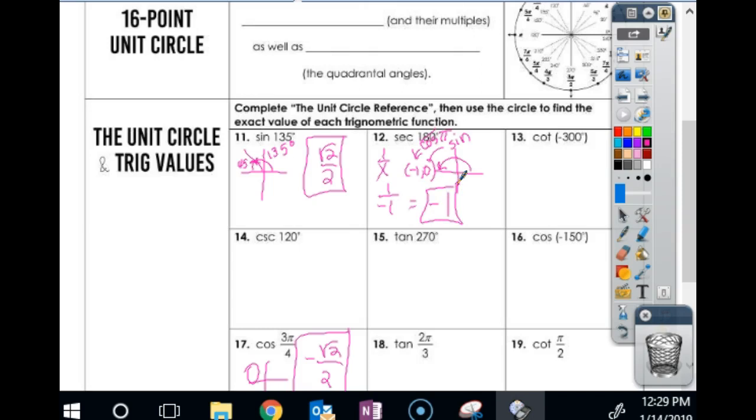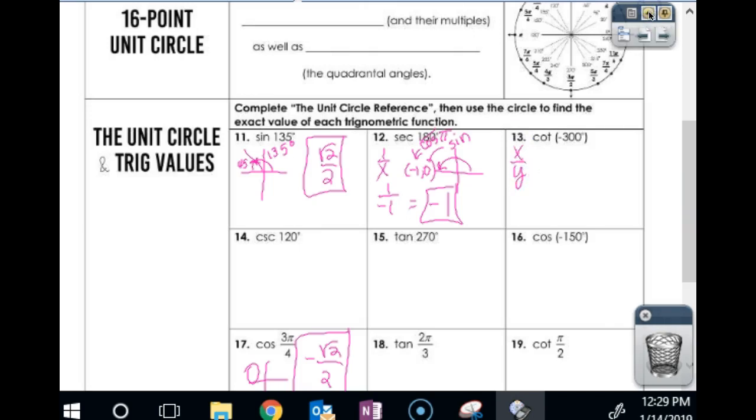The cotangent is going to be x over y, and it's at -300 degrees. So what happens when I'm doing negative? I go the opposite way. So if I go the opposite way and I go -300 degrees, I'm over here. How many degrees do I have right here for the reference angle? 60, right? And which one of these would that be? This is 30, 45, 60. So it's pi over 3.